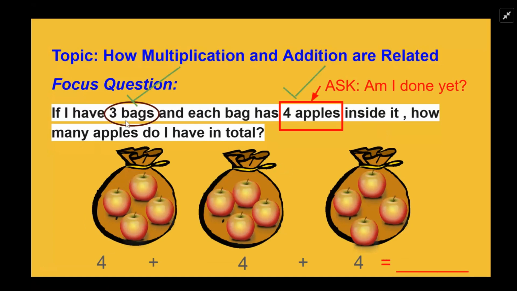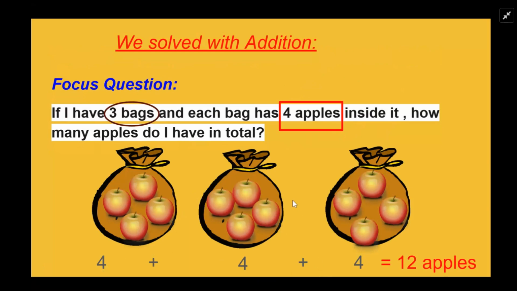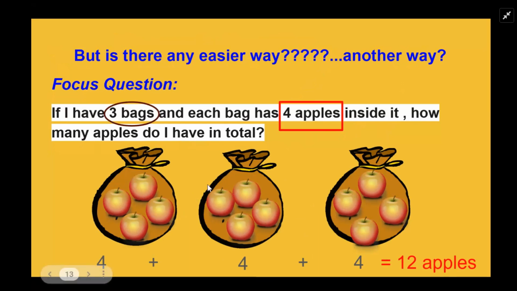When I think I'm done, I'm going to reread my problem before I do any more math, just to make sure I counted correctly. If I have 3 bags, yep, I've got 1, 2, 3 bags with 4 apples in each bag. 1, 2, 3, 4, 1, 2, 3, 4, 1, 2, 3, 4. Yes, I'm done, so I can check that off. So now all I have to do is add it up. 4 plus 4 plus 4 equals 12 apples in total. How many apples do I have total? 12 apples. We solved that with addition.